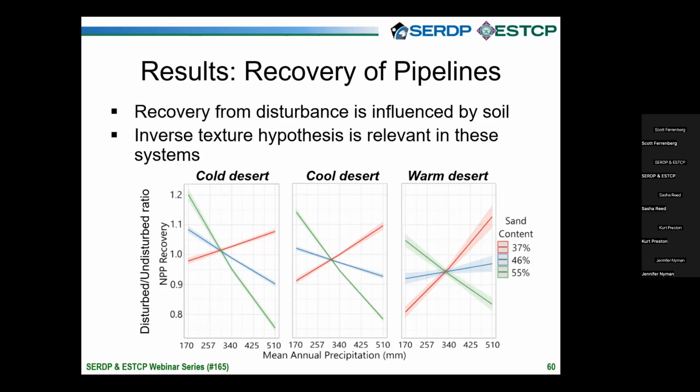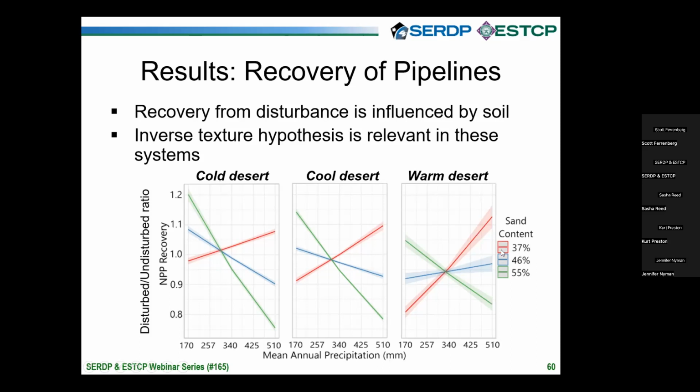there's similar patterns. And I apologize for the red and green coloring for those who might not pick it up, but the steepest negative line is 55% sand content from this legend on the right. And the steepest positive line across all panels is the lowest level, 37% sand content. So this is a range of soil texture based on sandiness.